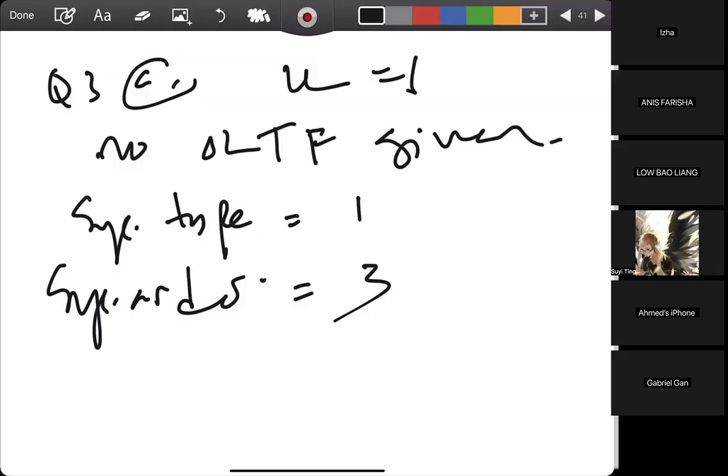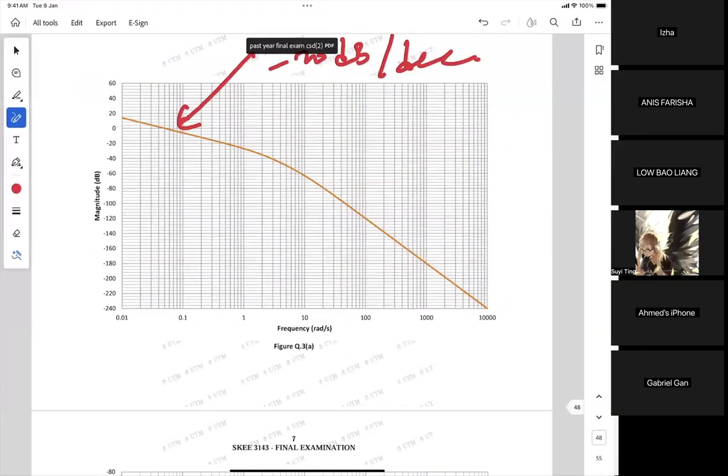Okay, what is the gain margin and phase margin? What is the gain margin and phase margin? This one I delete first.